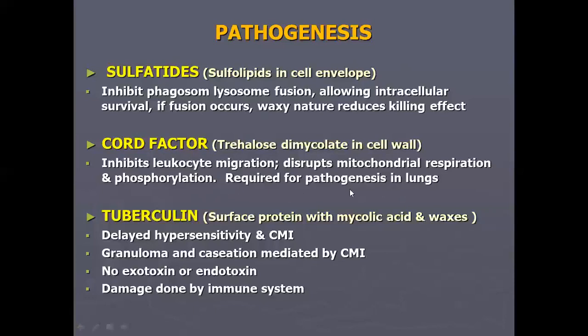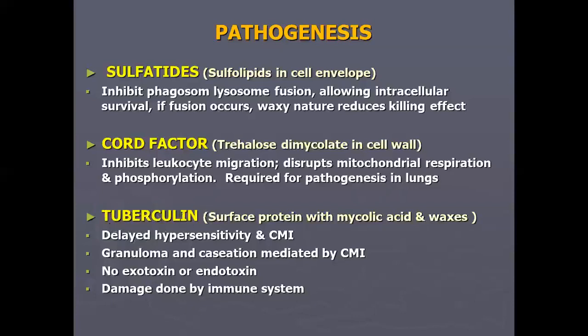And this is required for the pathogenesis in the lungs. Now, along with the sulfatides and the exported repetitive proteins and cord factors, you see the surface proteins, what we call the tuberculins. Now, this is very important. This component of the bacteria is very, very important.